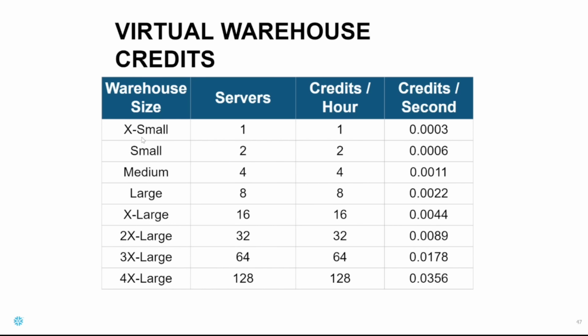So this is how the credits work, and it is based on different sizes of warehouse. If you have an extra small warehouse, you will have one server, and if you run your queries for 1 hour on an extra small warehouse, it is going to charge you one credit. So one credit, in terms of money, is going to be $1. And as you increase the size of the warehouse, your number of servers will increase, and if you run the same queries for 1 hour on the 4XL warehouse, it is going to charge you 128 credits, which is nothing but $128. So this is how the credits work across different sizes of warehouse in Snowflake.